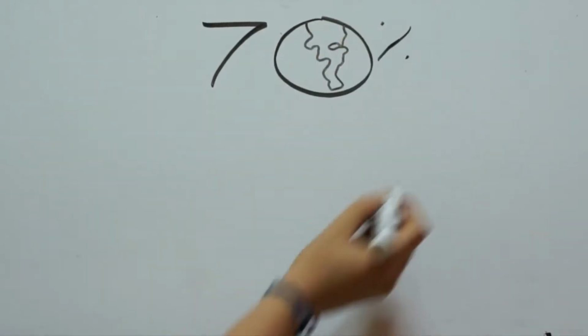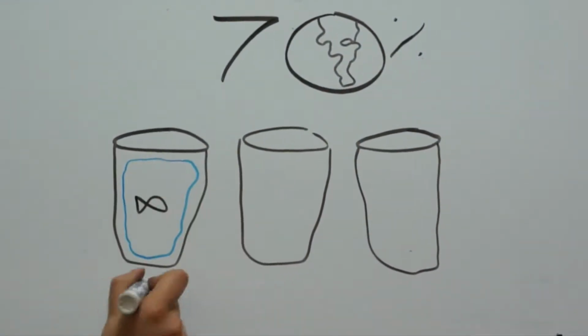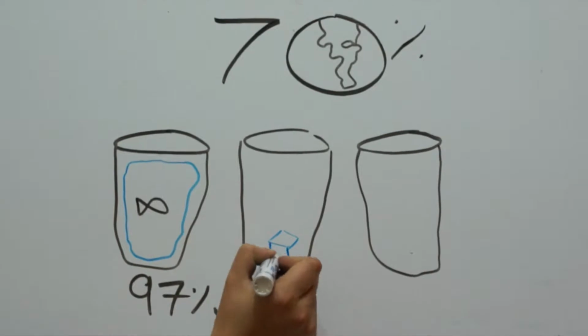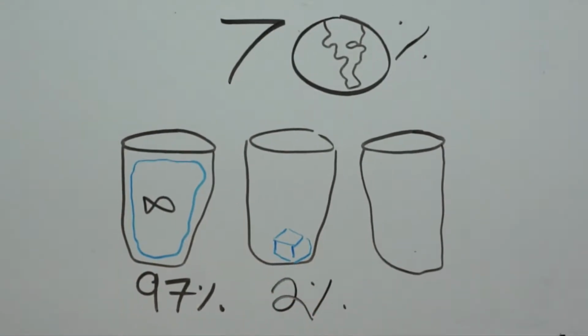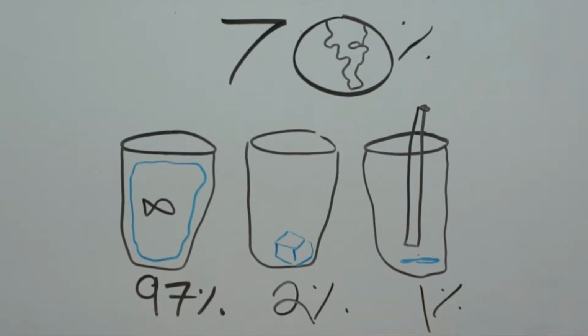70% of the earth is covered with water. Out of that 70%, salty or undrinkable water is 97%. Water in ice caps and glaciers is 2%. The water that we actually can use and drink, it's only 1%.